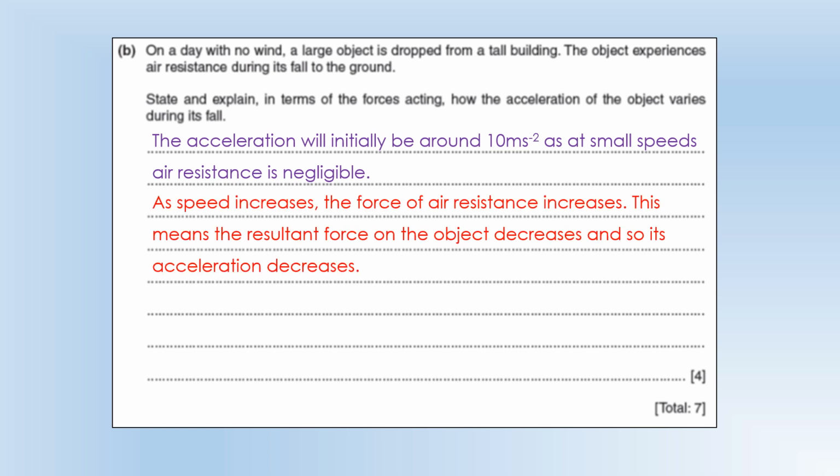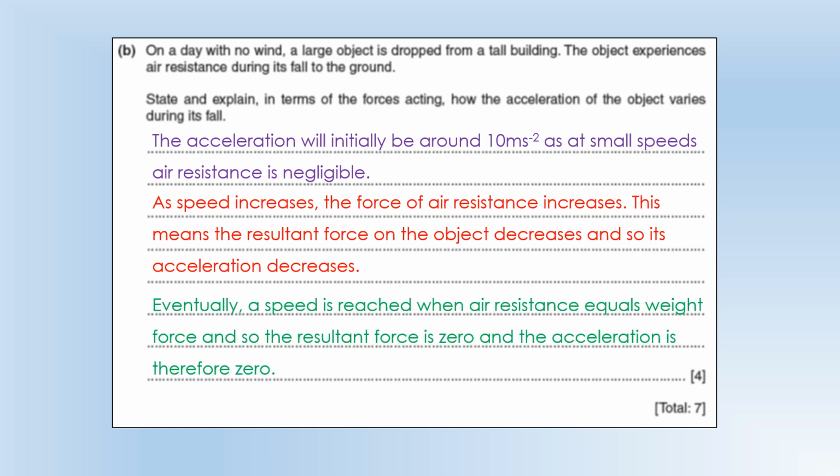As speed increases, the force of air resistance increases because it's colliding with more air molecules per second. That means the resultant force on the object decreases, which should cause its acceleration to decrease. Eventually you get to a speed where the number of collisions with air particles per second is sufficient that air resistance equals weight force. The resultant force becomes zero, and therefore the acceleration is zero.